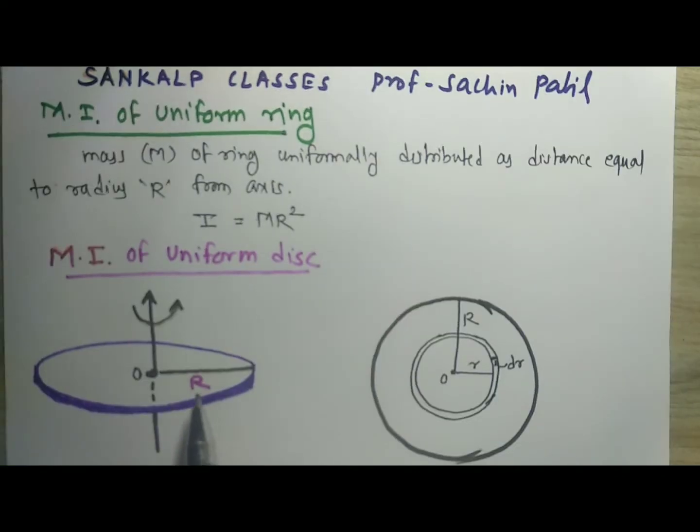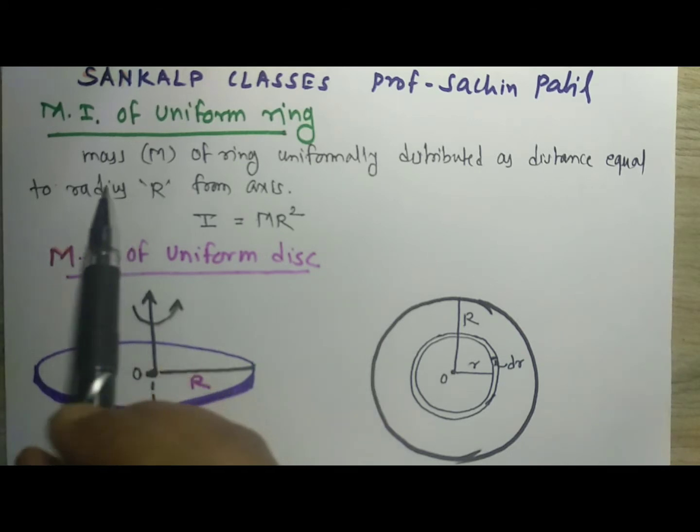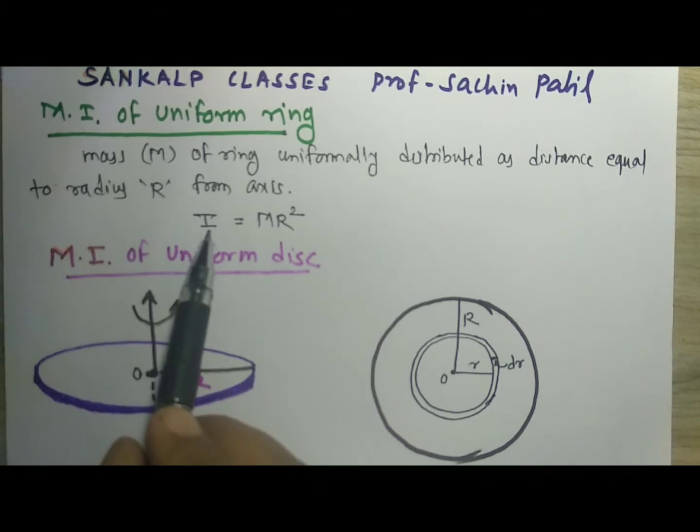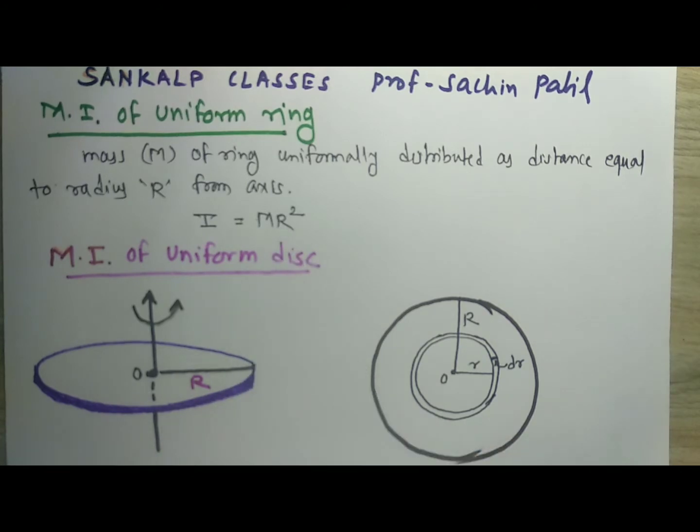Now we see that the moment of inertia of uniform ring, having the mass m and radius r, is I equal to mr square. Right now we are moving to the moment of inertia of uniform disk. That means the disk having the radius r, and axis passing through the center O, and we know that the disk has very small thickness, and therefore the thickness of that disk is neglected here.